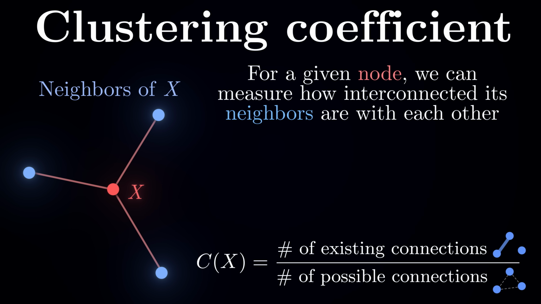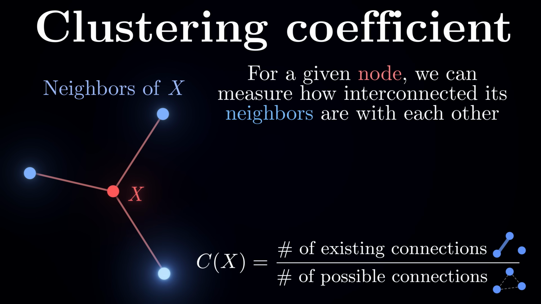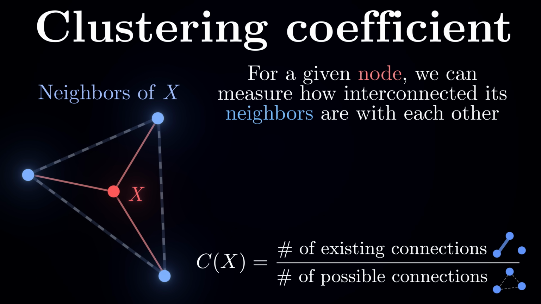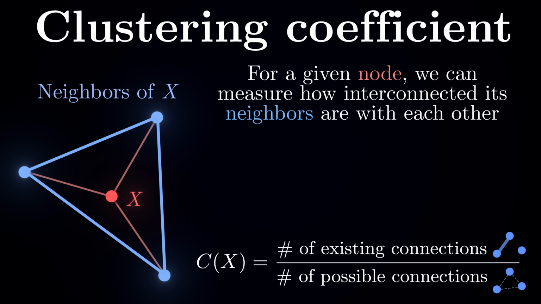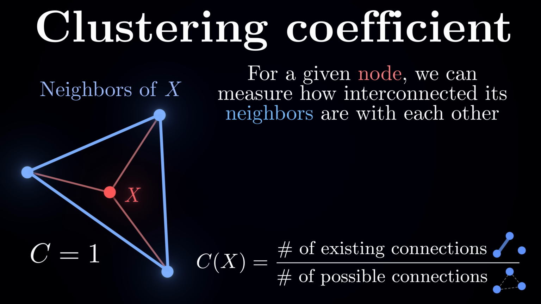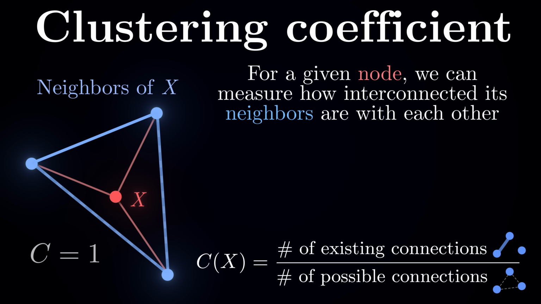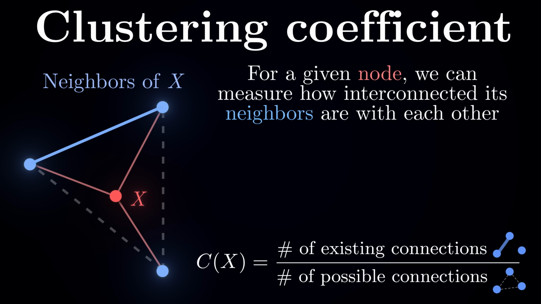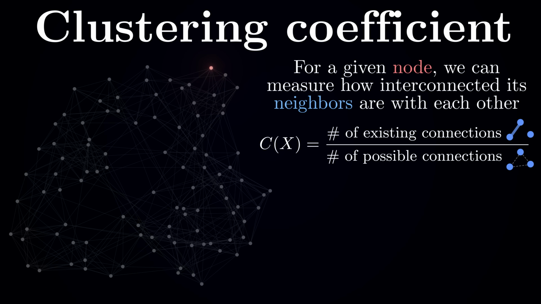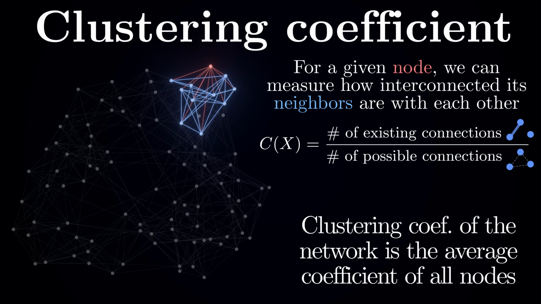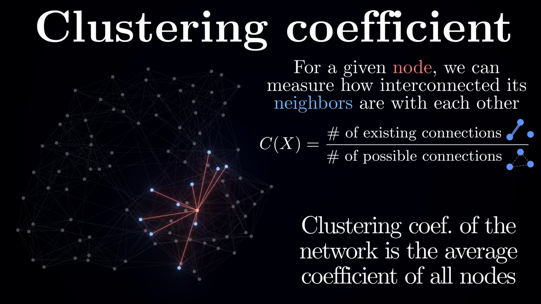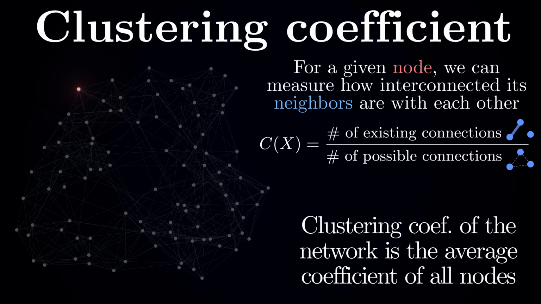For example, if the node has 3 neighbors, there are 3 possible edges that could exist between those neighbors. If all of these possible connections are present, the clustering coefficient for this node X is 1, the maximum possible value. If only one of these potential connections exists, the clustering would be 1/3. To characterize the network as a whole, we can calculate the clustering coefficient for each node and take their average, which tells us how prevalent tight-knit groups are throughout the system.